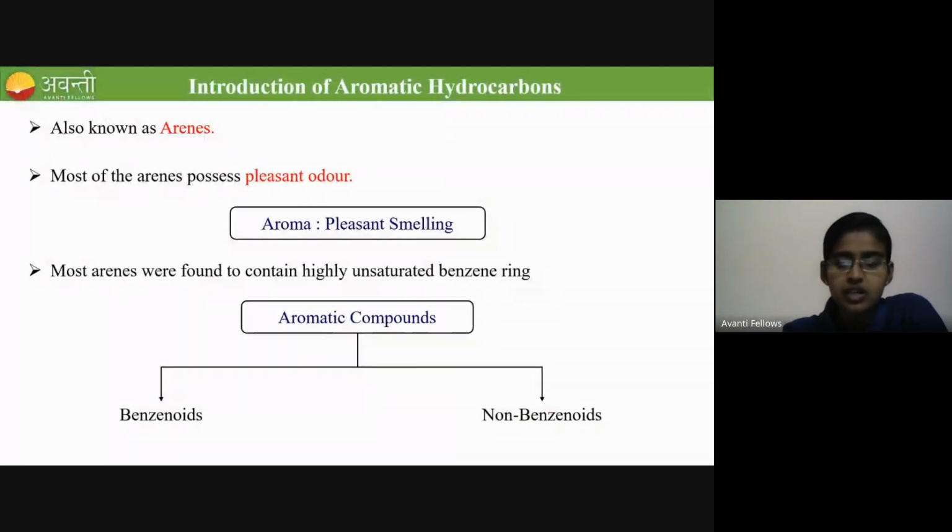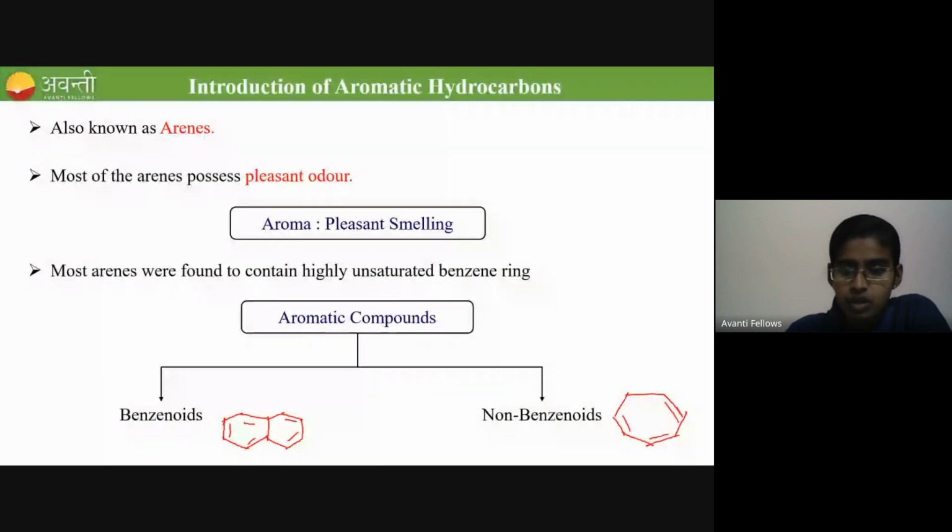Both are aromatic only. But why are they called benzenoid and non-benzenoid? If the compound contains the six-membered benzene ring, then it is called benzenoid. So this is benzenoid. And if a compound contains a seven-membered ring, double bond here, double bond, and there is a double bond. Let me take this tropone compound. Now this is 1, 2, 3, 4, 5, 6, 7. So this ring contains 7 carbons, but this compound is aromatic in nature. So that's why it comes under the non-benzenoid compounds.